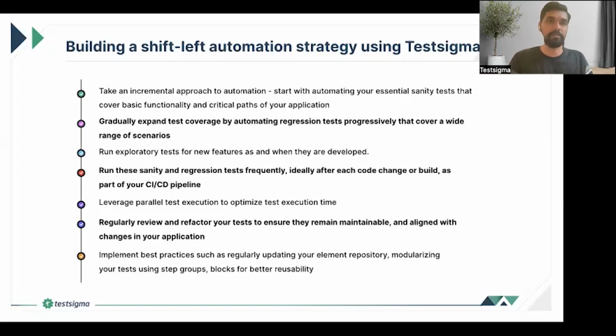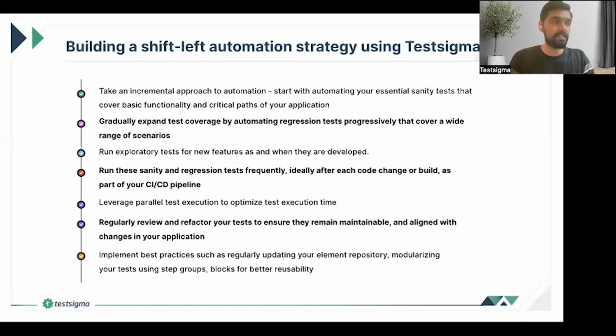Leverage parallel execution to be able to execute tests faster. If you run them sequentially, it will probably take a long time, so keep running parallel tests. The other important part here is that you do not leave your tests as is after a while. Keep regularly reviewing and refactoring your tests so that they're maintainable and change with the changes in your application. These are some of the tips that you can use to automate your tests and subsequently move towards that shift left approach.